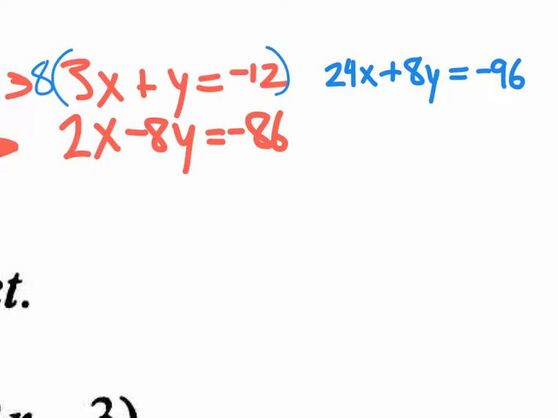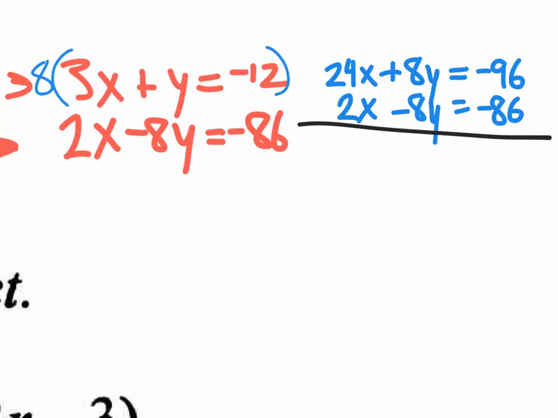And let me rewrite the bottom equation right below it. So there it is, my system now ready to combine and cancel. So the 8y and the negative 8y cancel out. The 24x plus 2x is 26x. The equal sign comes down. And negative 96 minus 86, that's negative 182. So you have negative 182 right there.